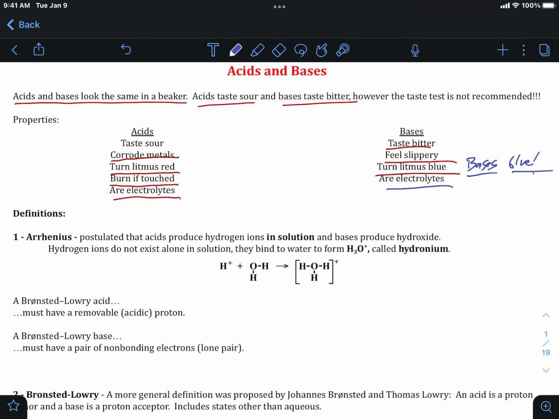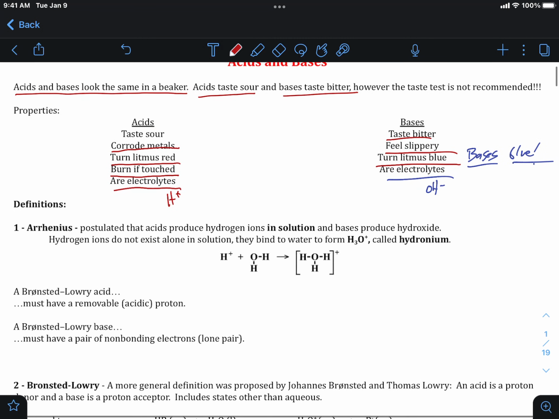Why are bases electrolytes? Because of this. That's an ion. Why are acids electrolytes? Because of this. All right. Let's go through definitions. We talked about some of these definitions, at least the first two, back in Unit 3, but we're adding a new definition now. So the first one is review.